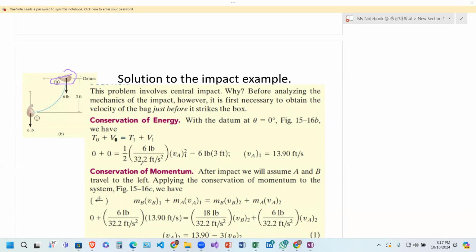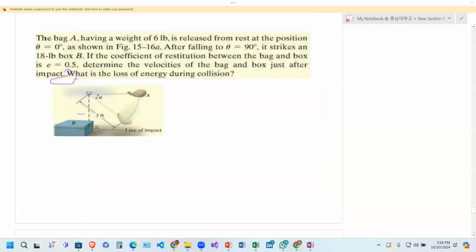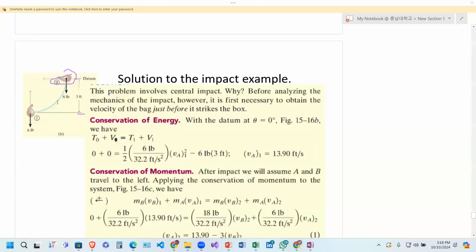Now remember the principle of conservation of energy. We need to find our datum. Our datum is right here, and they had given us the height. It was 3 feet, so when we go back, realize that our height here is 3 feet. We also have the weight, at point 0 as well as at point 1.